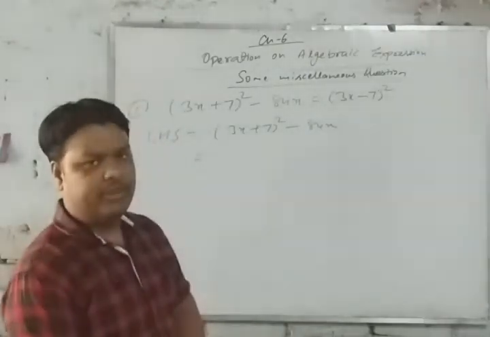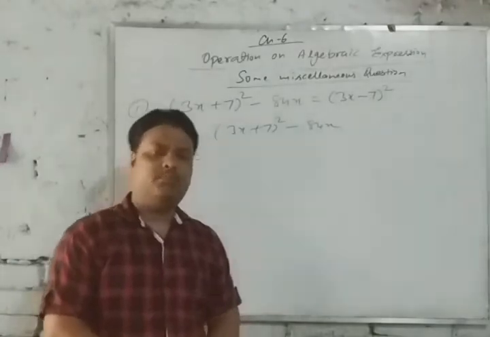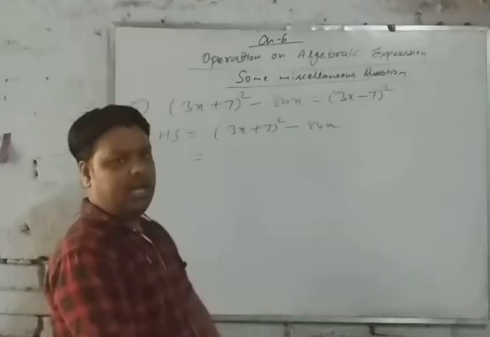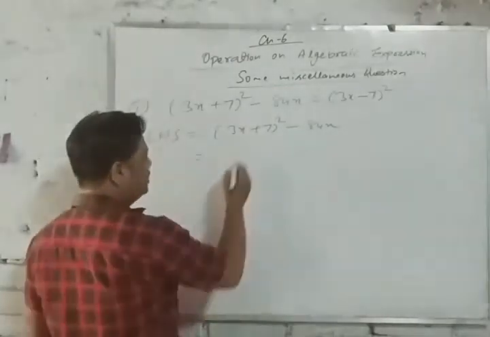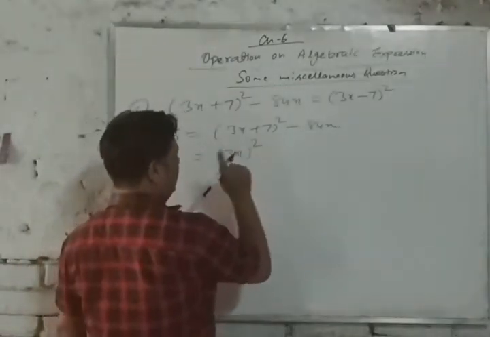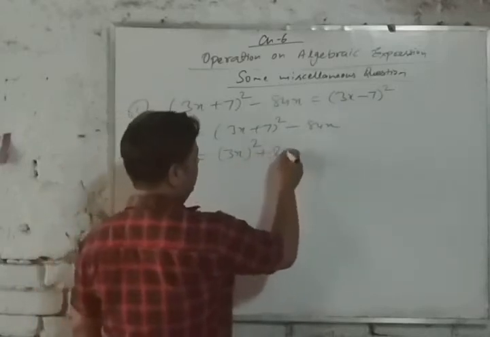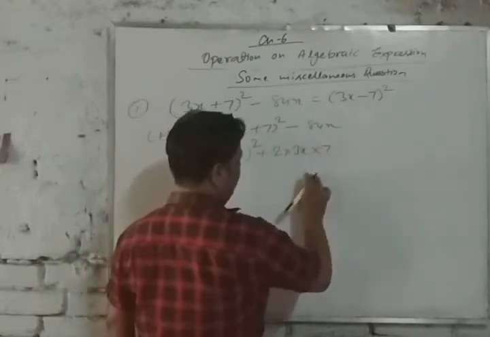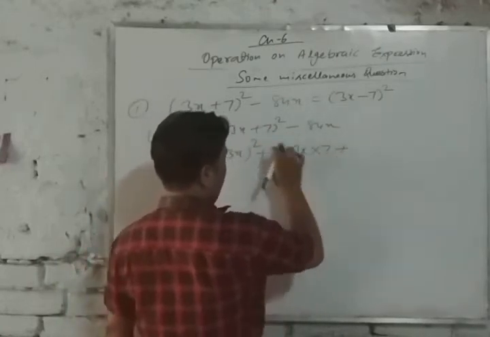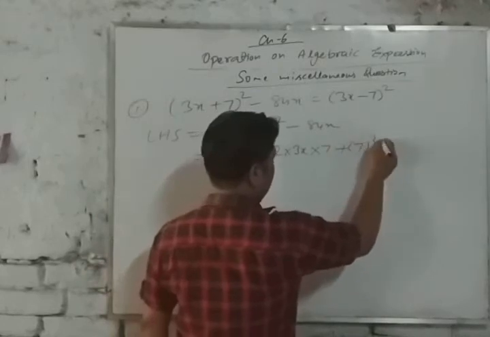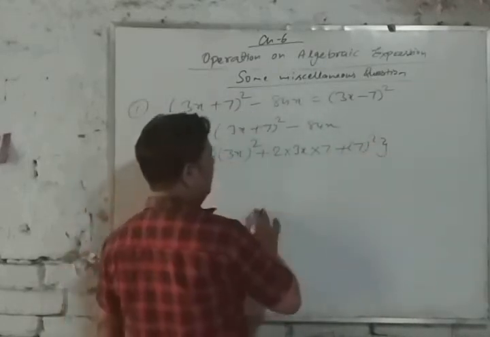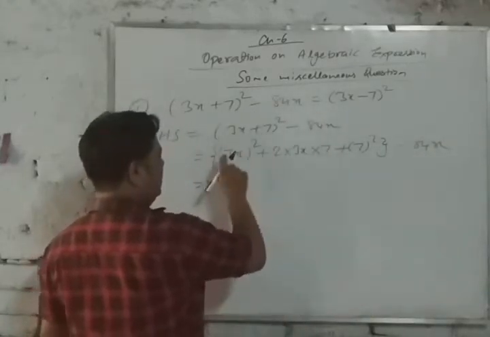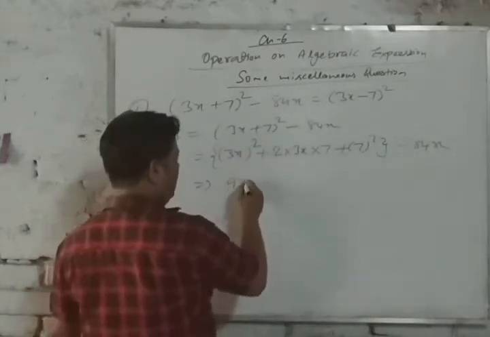And what is the formula of (a + b)^2? a^2 + 2ab + b^2. And here a is equal to 3x and b is equal to 7. So a square, that is (3x)^2, always use bracket, plus 2ab: in the place of a we will write 3x, in the place of b we will write 7, plus b square. B square means 7 square, and keep it in bracket here. Now minus 84x.